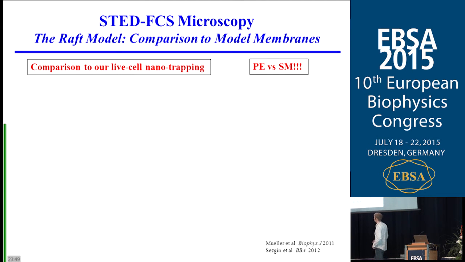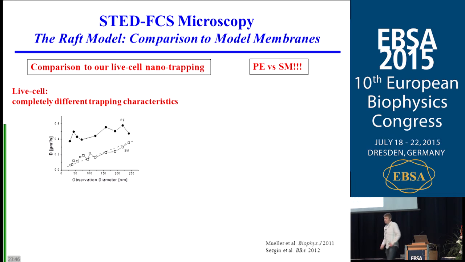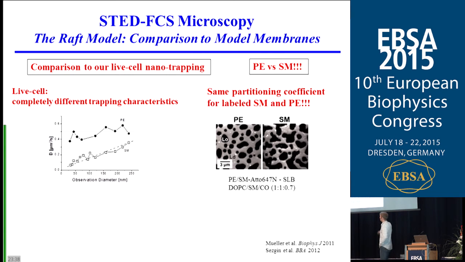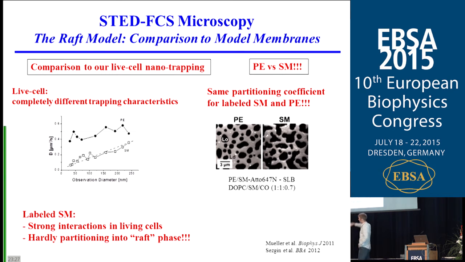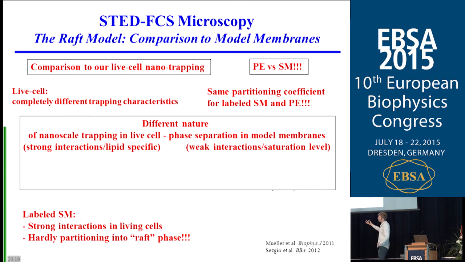So let's take PE versus SM again. The STED-FCS data in the living cell shows a vast difference between these two lipids. If we look at where these lipids go in these phase-separated model membranes, we see that both of them mainly go into the LD environment, so the non-raft environment. 95% go in there. Also the labeled SM, it strongly interacts in the living cell, but it hardly goes into the raft environment in the model membranes. So clearly, we can say it's a different nature of the nanoscale trapping that we investigated before with STED-FCS and the preferences for certain environments, especially the LO environment in model membranes.